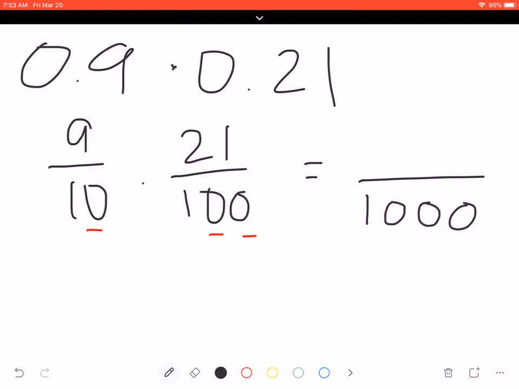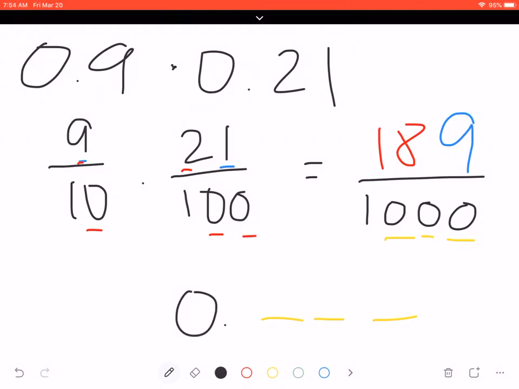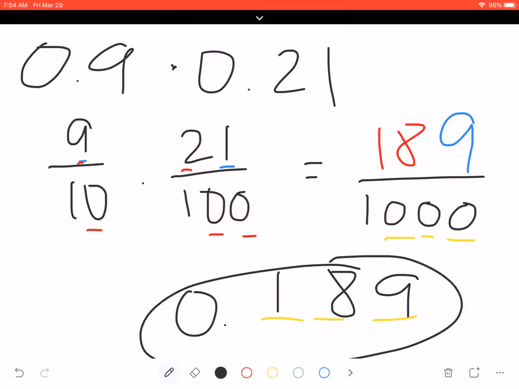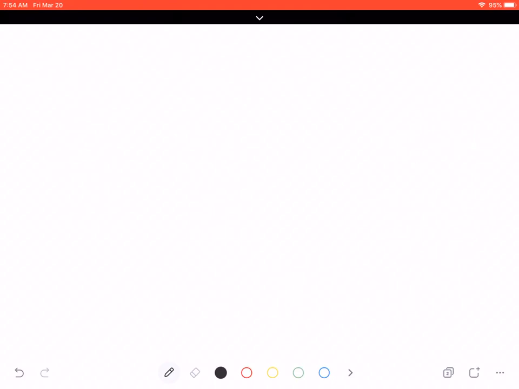And then I can just multiply the 1 times 9, that's going to give me 9, and the 2 times 9, of course, will give me 18. So I get 189 1,000ths. The way to write it as a decimal is just to count the number of zeros there, so you know that that's how many places will be behind your decimal, and just fill in the numbers. So you get 189 1,000ths.